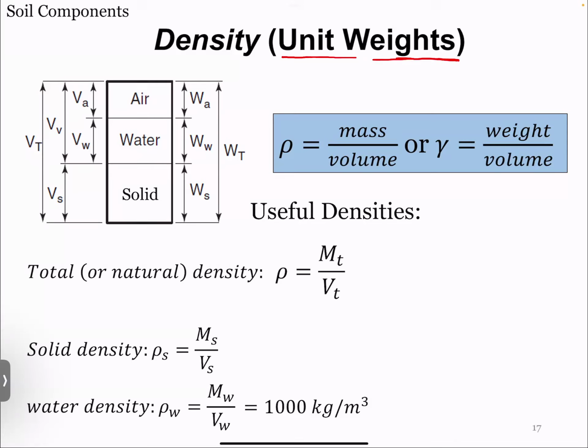Although you still will need to know this rho value here of mass divided by volume, in this class and hopefully in your other classes, you've been mainly focusing on gamma here, where it's the weight divided by volume. The units we're used to finding here would be either pounds per cubic foot or kilonewtons per cubic meter, something along those lines. Those are the two most common ones that we would use for the unit weight or the density.